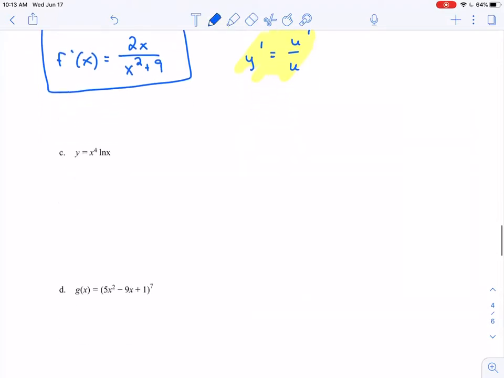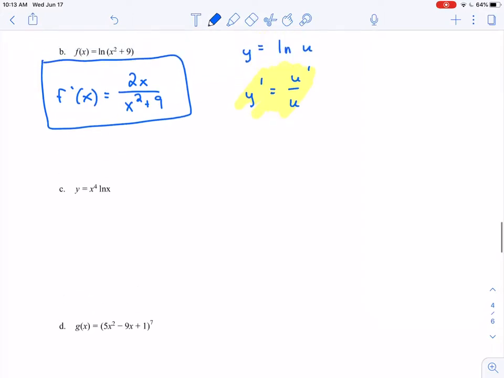Y equals x to the 4th times natural log of x. Again, the very first thing I want to do is establish, do I need to use the chain rule here? So I say, okay, well, this kind of looks like the last example we did. We have a natural log function going on here. But remember I said you need to use the chain rule anytime you have something more complicated than just x inside of your natural logarithm.